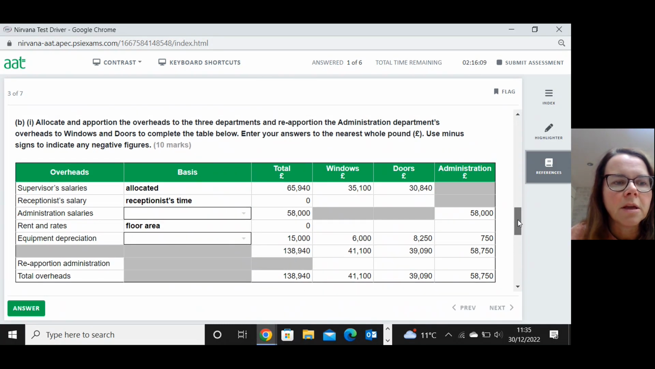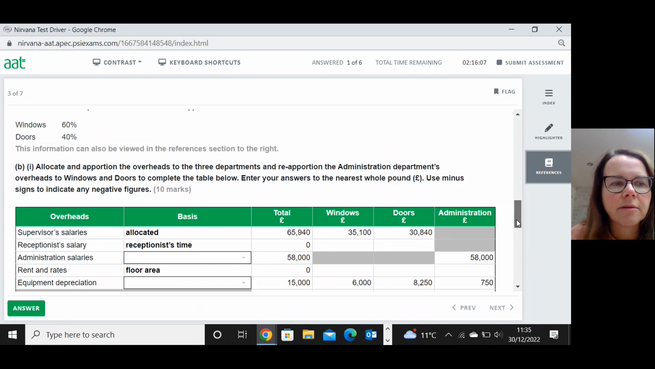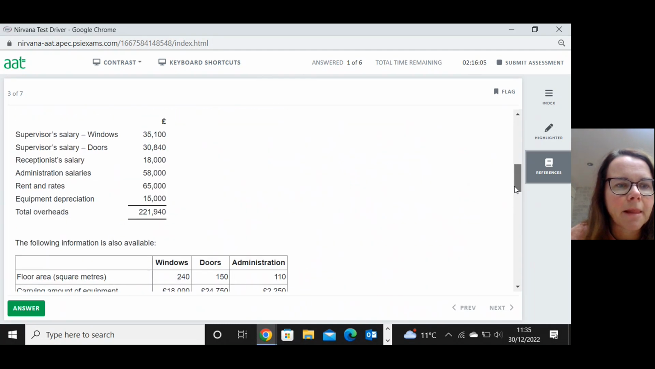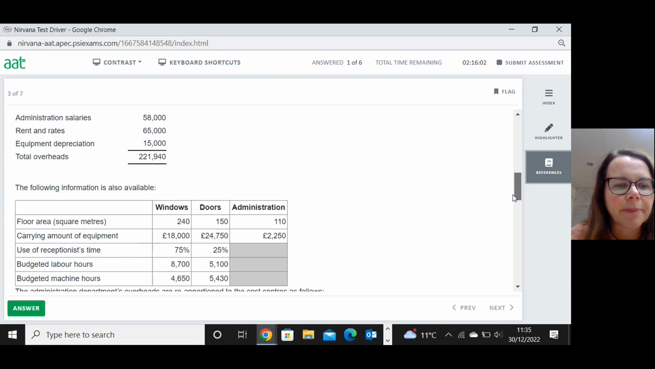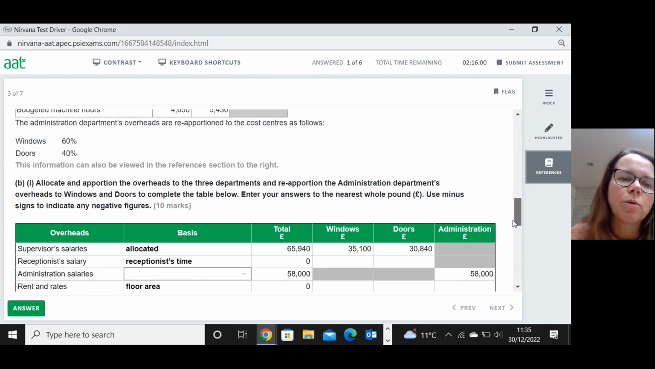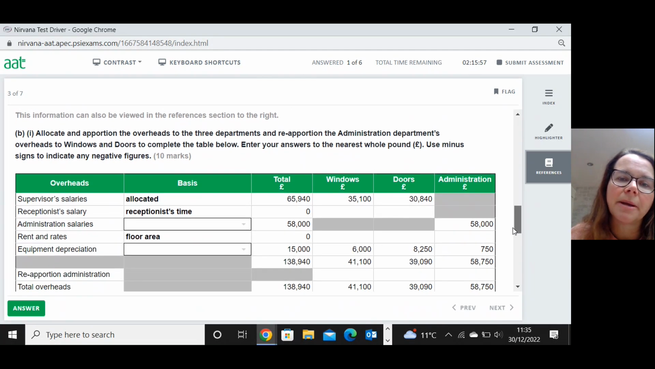Right, so we're filling in... oh, I missed a bit. No, we've done that. Right, okay. So allocate and apportion the overheads to the 3 departments and reapportion the administration department overheads to windows and doors to complete the table below. Enter your answers to the nearest whole pound and use minus signs to indicate any negative figures. Right, so here we go.